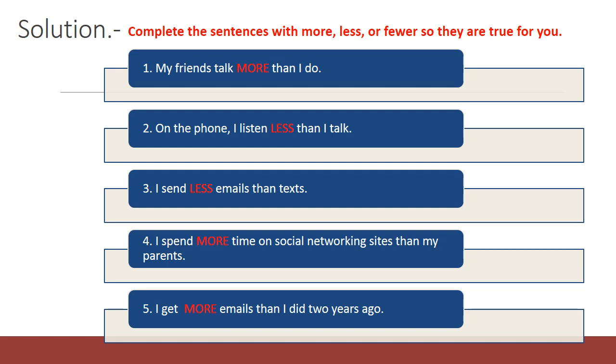I spend more time on social networking sites than my parents. That's true because my parents are older than me and they are not accustomed to technology. So I spend more time on social networking sites than my parents. And sentence number 5. I get more emails than I did 2 years ago. Okay, this sentence is also true for me because now we depend more on technology, emails, and all the communication ways that we can have using the internet.